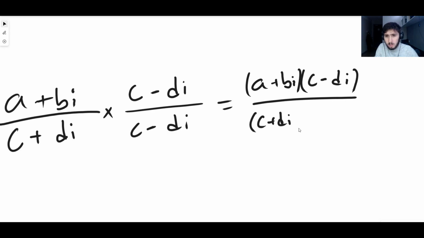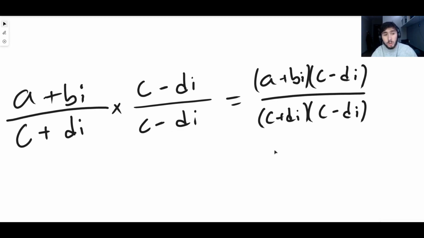C plus di times C minus di. And the reason why I chose C minus di, you might be thinking, well, where did that come from? What you do is you multiply by what we call the conjugate of whatever is on the denominator of the first fraction. The conjugate is simply the same number as what is on the denominator of the fraction, but instead of a plus sign in between the real and imaginary part, you replace it with a minus. If there's already a minus there, you replace it with a plus. You basically swap the minus with the plus. So you notice how C plus di is conjugates with C minus di.